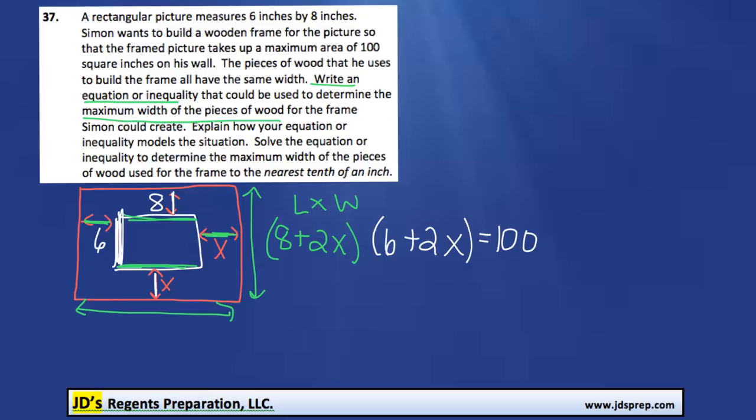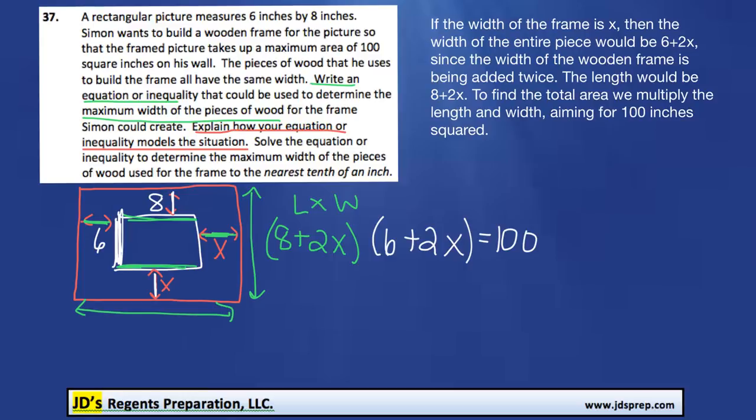The next section of this problem asks us to explain how our equation or inequality models the situation. I typed up what I would say is an explanation here. If the width of the frame is x, then the width of the entire piece would be 6 plus 2x, since the width of the wooden frame is being added twice, just like we talked about before. And similarly, the length would be 8 plus 2x. To find the total area, we multiply the length and width together, and we're aiming for 100 inches squared. So I think it's a pretty good explanation.